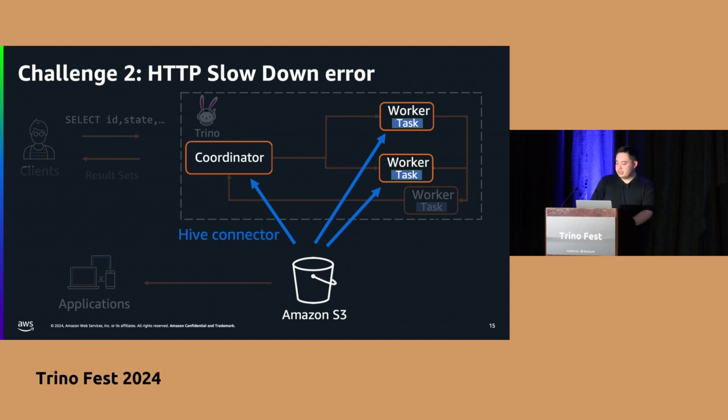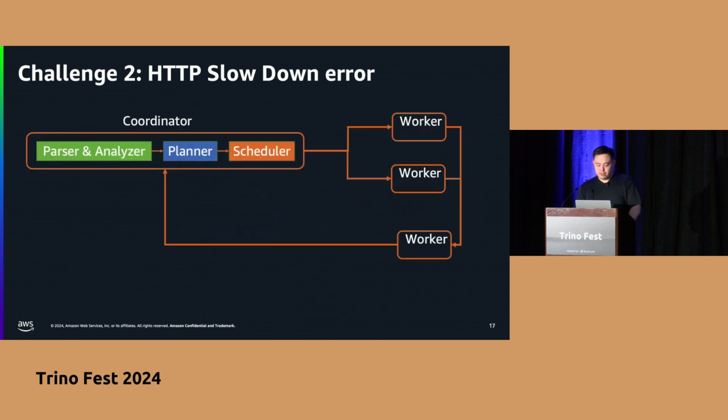So let's dive deeper into how S3 requests are handled in Trino. There are 2 parts, the coordinator part and the worker part. So now focusing on the coordinator part. Let's say a client submits a query, and based on the query, the coordinator creates a query plan. After that, the coordinator divides the plan into stages. And the stages are also broken up into tasks, and then the coordinator assigns tasks to workers.